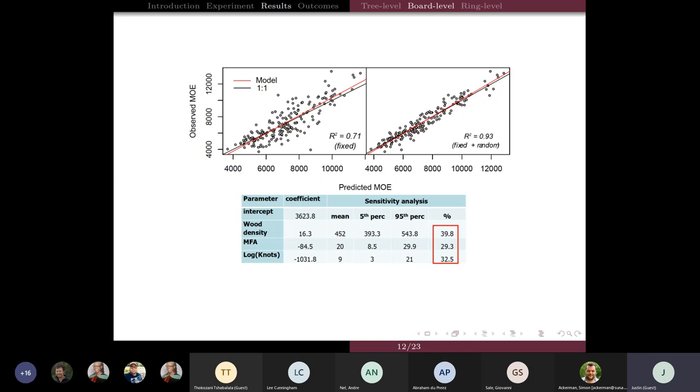So we can develop a type of influence on the model, and we can see that wood density and MFA and knots all had rather similar type of effect on board stiffness, but over and above, the strongest was nonetheless wood density. And the models are indicated, the observed versus the predicted are indicated in the graph. Very little bias in the graph, and could explain about 70% of the variation in wood stiffness.